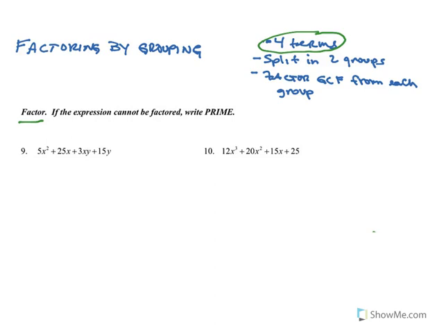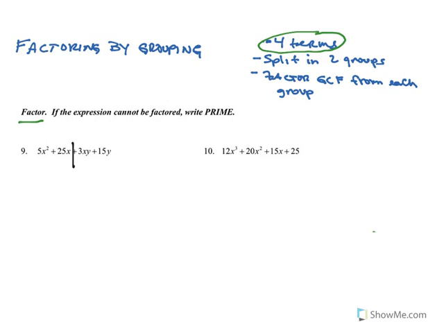Okay, so on this first example, we have 5x squared plus 25x plus 3xy plus 15y. It's four terms, so I know that I have to use factoring by grouping. The first step says we're going to split into two groups. So you split them in half, essentially: the first two terms and then the second two terms. Remember this plus sign in front of 3xy belongs to him, so make sure you always split it before that sign.